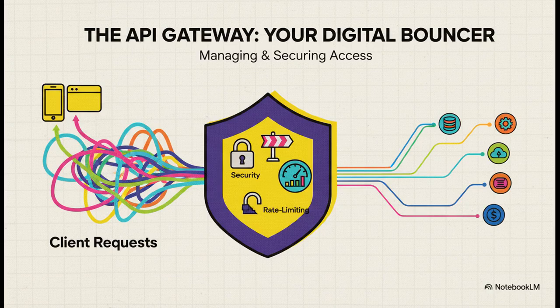An API gateway is a single, unified entry point for all incoming requests. It's basically the bouncer at the front door. It handles all the critical stuff like routing requests to the correct internal service, authenticating users, enforcing rate limits, and logging traffic. This keeps all that complex logic out of your individual microservices, where it doesn't belong.